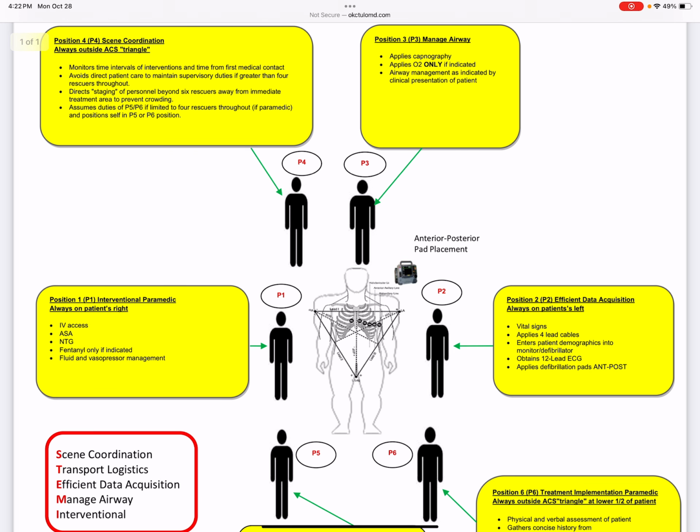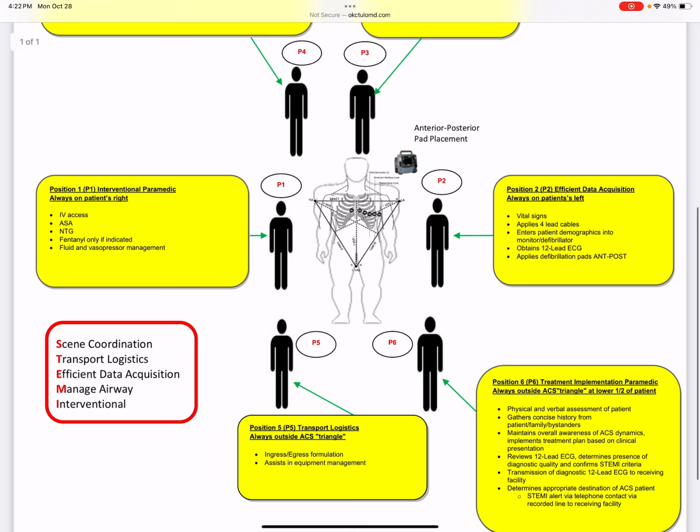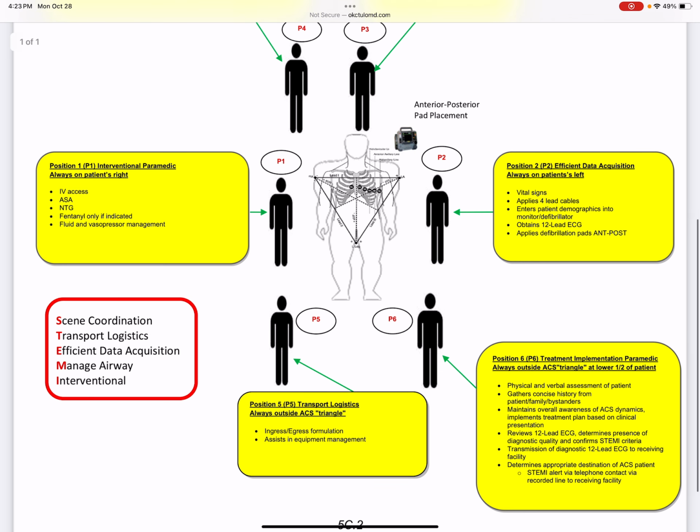P3, that's your airway guy or girl. You'll be applying capnography, O2 if it's needed, airway management. Your P1 is going to be your interventional paramedic. So they're going to be the one that establishes IV access, administers any medications such as aspirin or nitro, fentanyl, or norepi if it ends up being indicated. Your P2 is going to be in charge of your vital signs, applying the 4 lead and 12 lead, and then your defibrillator pads if that's indicated.